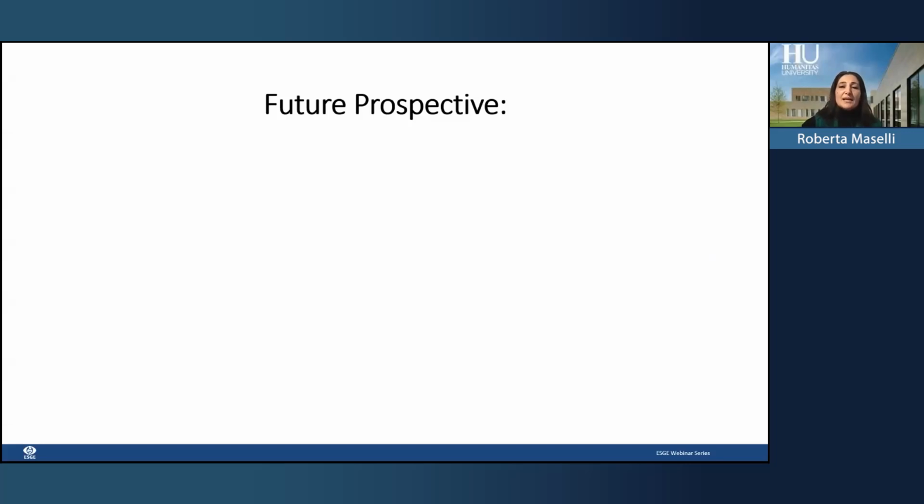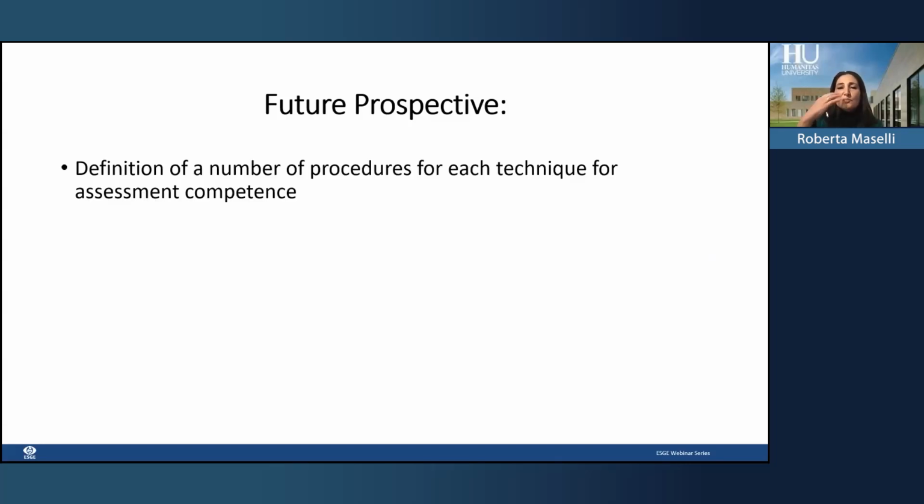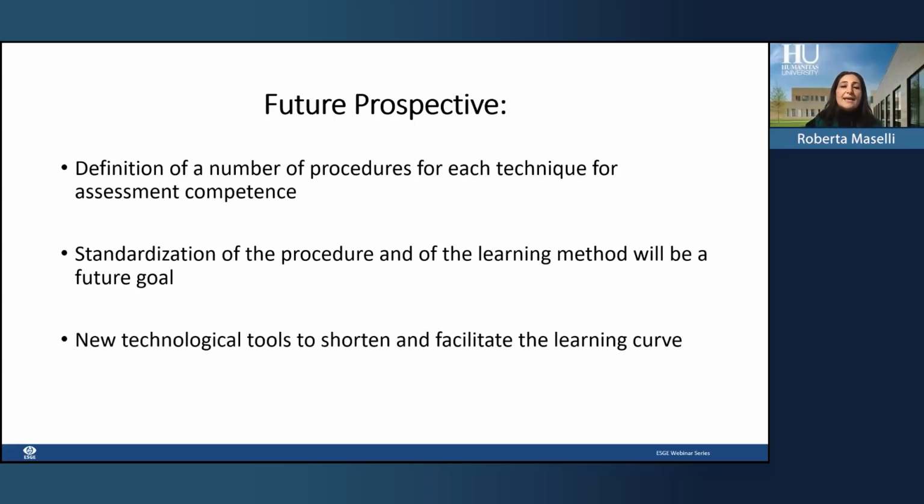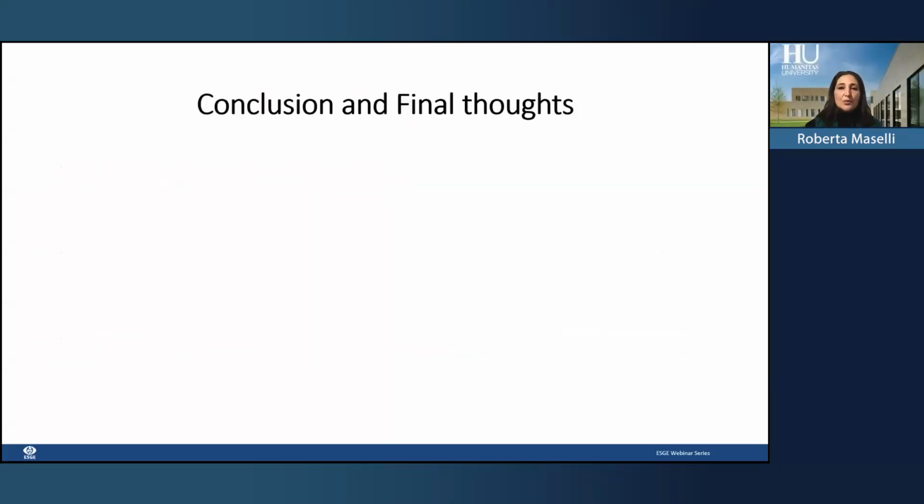So I'm coming to the end. The future perspective is the definition of a number of procedures for each technique for the assessment of competence. We should arrive at a standardization of the procedure and of the learning method, which will be our future goal. And of course, new technological tools will arrive and will shorten and facilitate this learning curve.